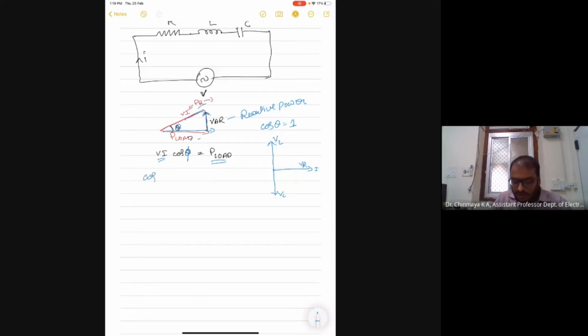You will do that by using cos phi is equal to P load, the power we will be measuring using the wattmeter, divided by voltage times current. Okay, this is what we will be doing in this experiment. So you will be observing the voltage, current, and power relationship in an RLC circuit.